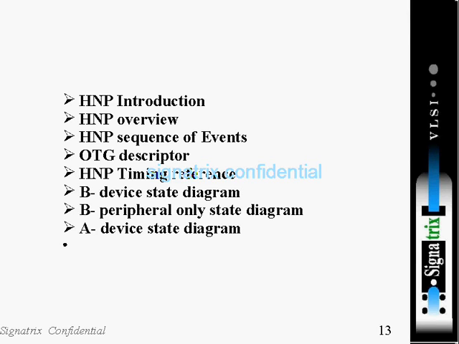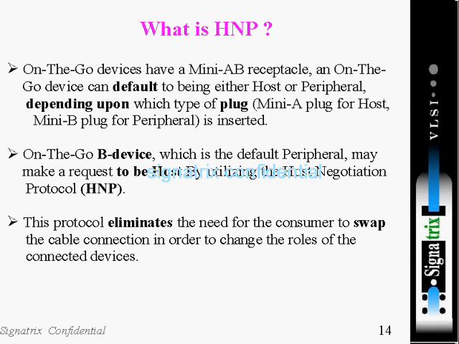Then, as we have discussed, under the OTG protocol we have two types of devices, A device and B device. So the A device state diagram and B device state diagram we are going to see at last. Before the last topic, there is one more: the B peripheral only state diagram, for an OTG device which will act as a peripheral only. We are going to discuss that also. First we'll start with HNP. What is HNP?